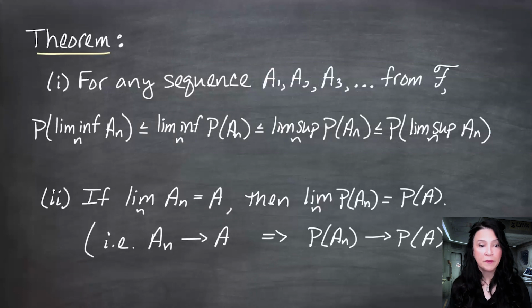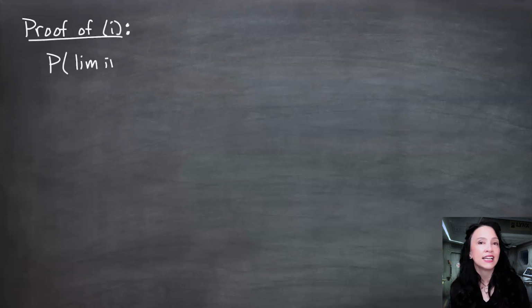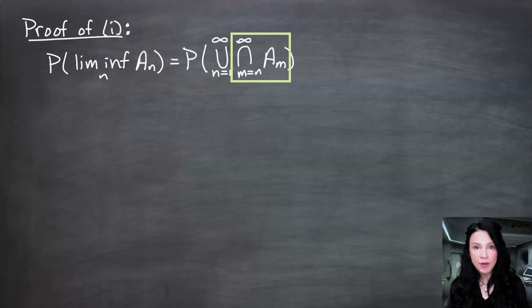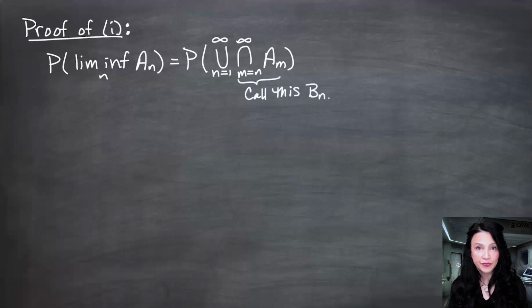Let's prove part 1. Okay, so let's start off with the left-hand side. I'm going to write down the probability of the lim-inf of the An, and the first thing I'm going to do is just write out the definition of the lim-inf as a union of an intersection of sets. I'm going to take this intersection as m goes from n to infinity and define this to be a set that I'm going to call B sub n.